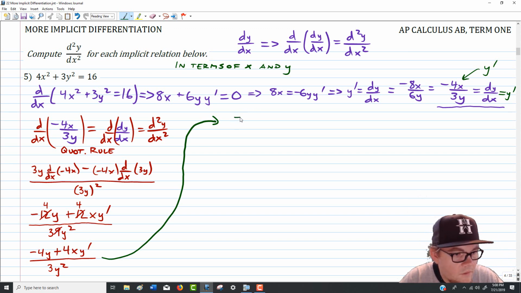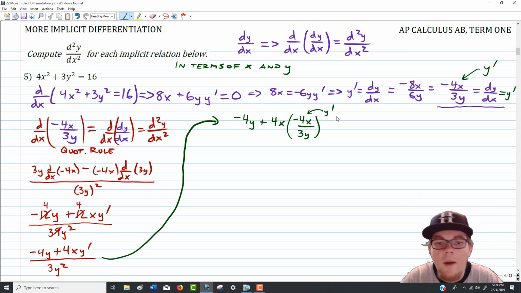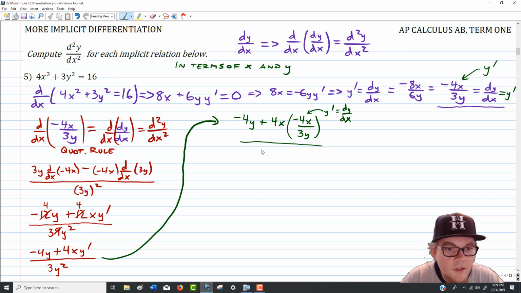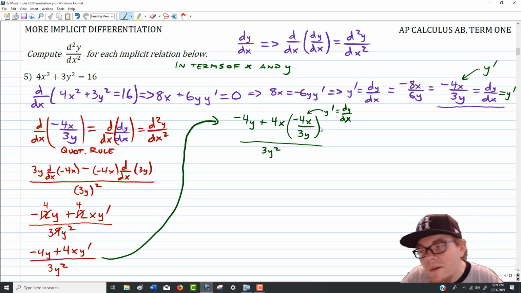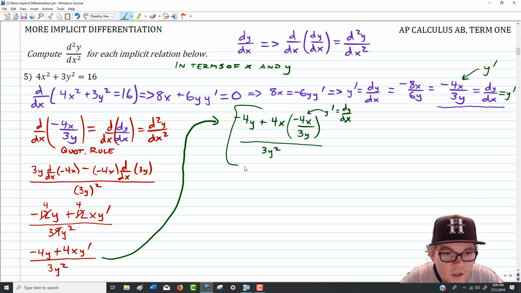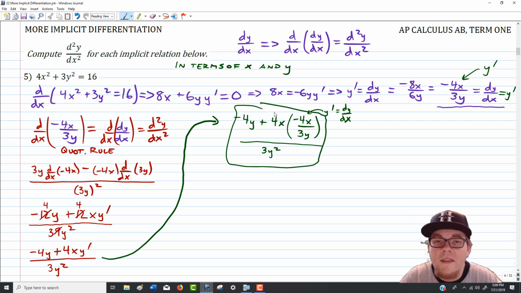Looking here, let's see what we got. We get negative 4y plus 4x, and since it said y prime, we're multiplying by negative 4x over 3y. Again, the reason is that is y prime, which goes by the codename dy dx. In our denominator, we still have 3y squared. From here, truthfully, if you're one of those people who's like, I got stuff to do, people to see, shows to watch, this is the correct answer. There is nothing incorrect about that answer, totally correct, assuming you used parentheses and did all your simplifying right.